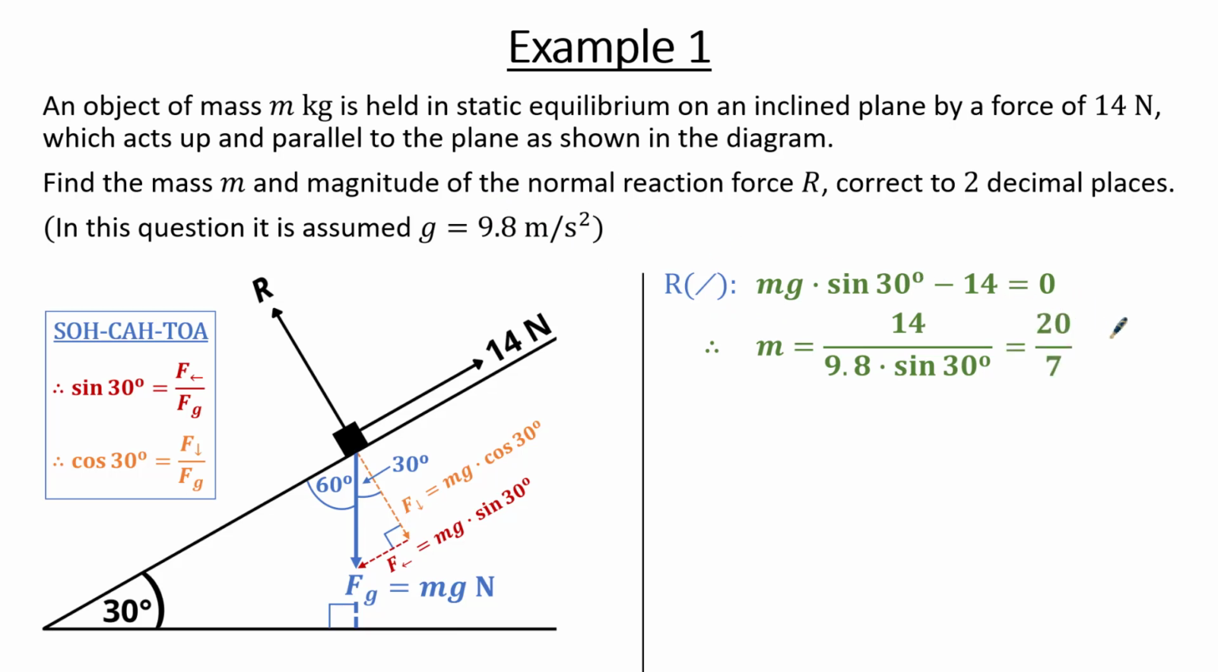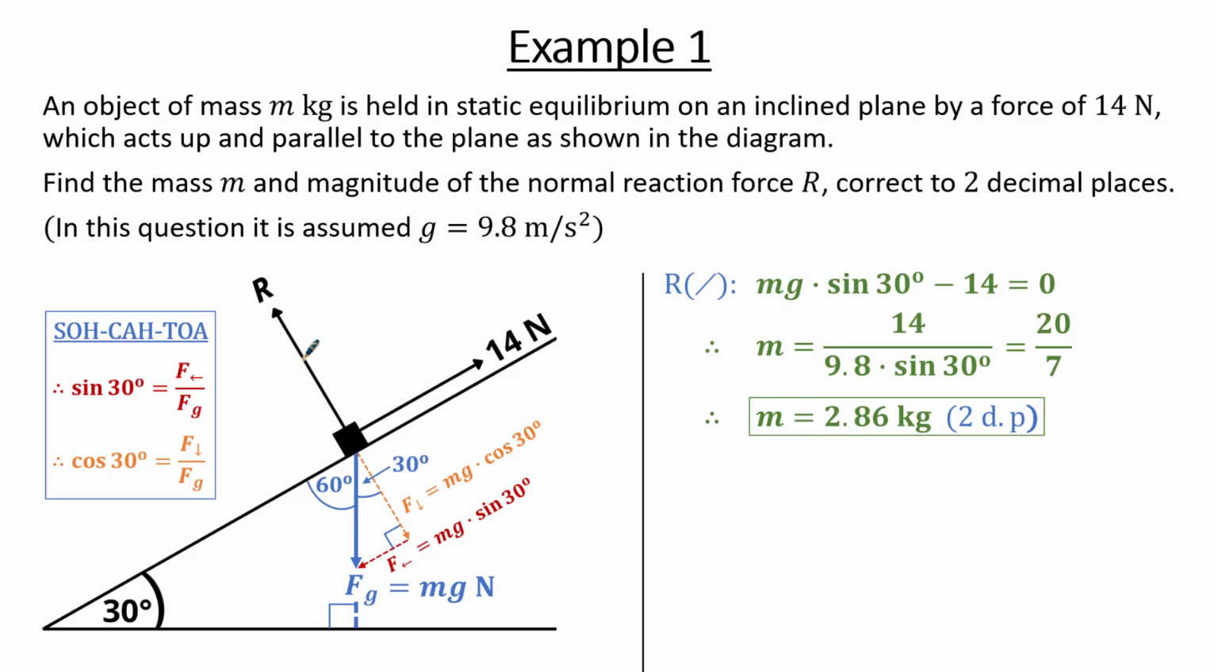And then plug this into the calculator. This equals 20 over 7. And then to 2 decimal places, m equals 2.86 kilograms. Now we do the same, but in the perpendicular direction.